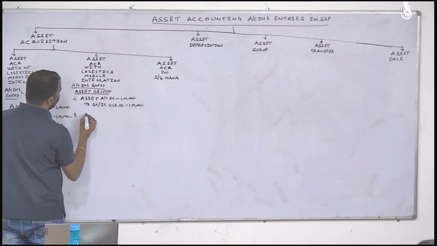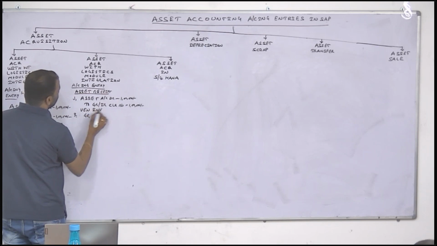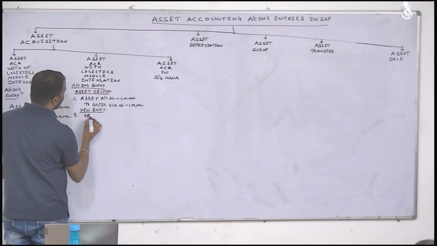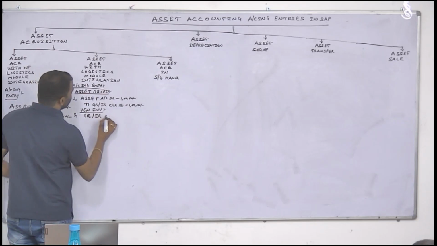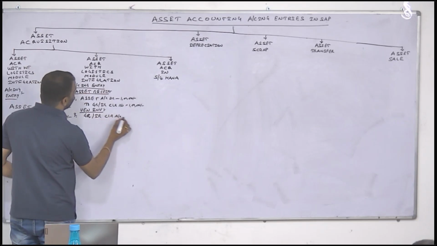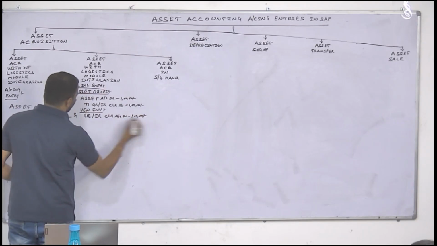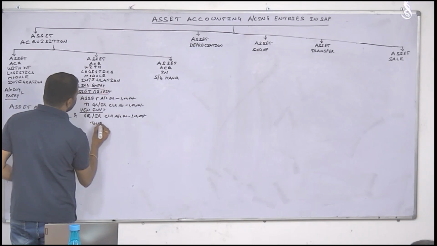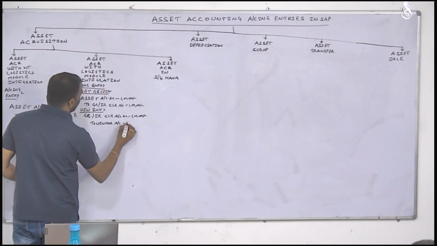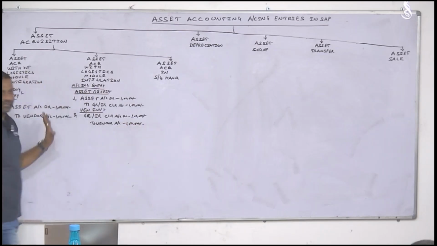What is the second entry? This is the vendor invoice. What is the accounting entry? GRIR clearing account to vendor. How much? 1 lakh. Okay, everyone is clear, right?